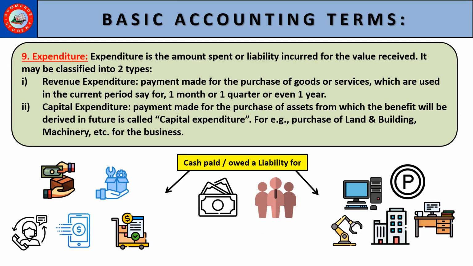Expenditure. Expenditure is just like a business's spending plan. It is the money spent or the responsibility taken for something valuable received. These are of two types: revenue expenditure, capital expenditure. Revenue expenditure. It is for day to day stuff like purchase of goods or services consumed in current period. These are recurring in nature, that is, these are done continuously. Capital expenditure. It is for big investments like purchase of assets where value is derived in future. These are non-recurring in nature, that is, these are not done on continuous basis.